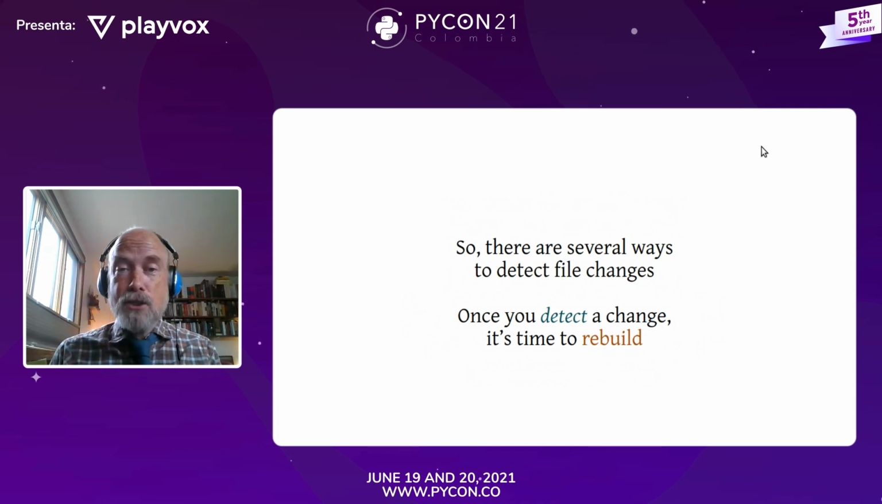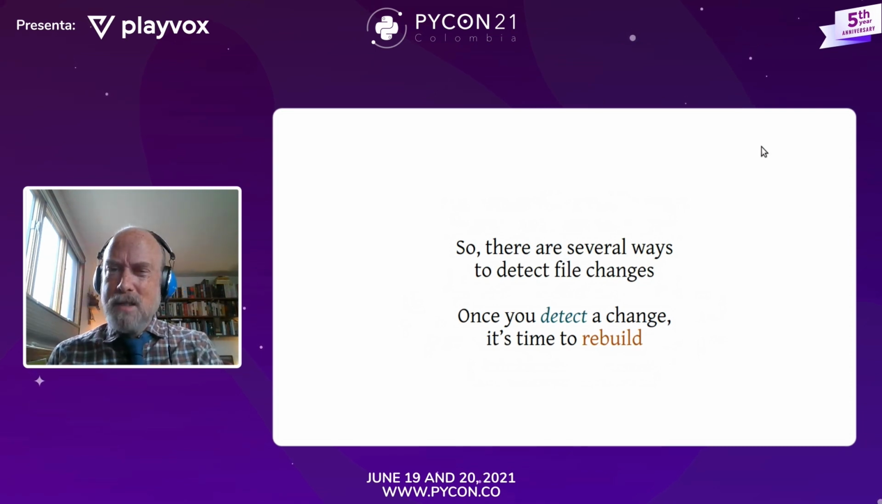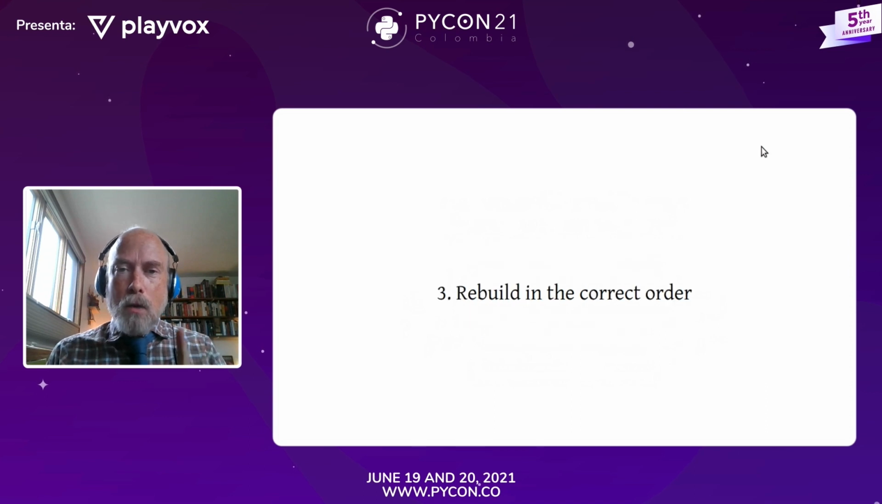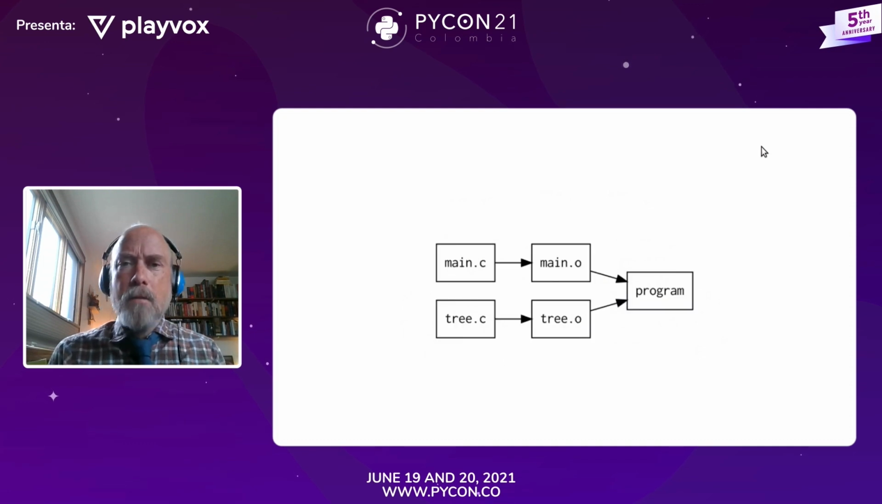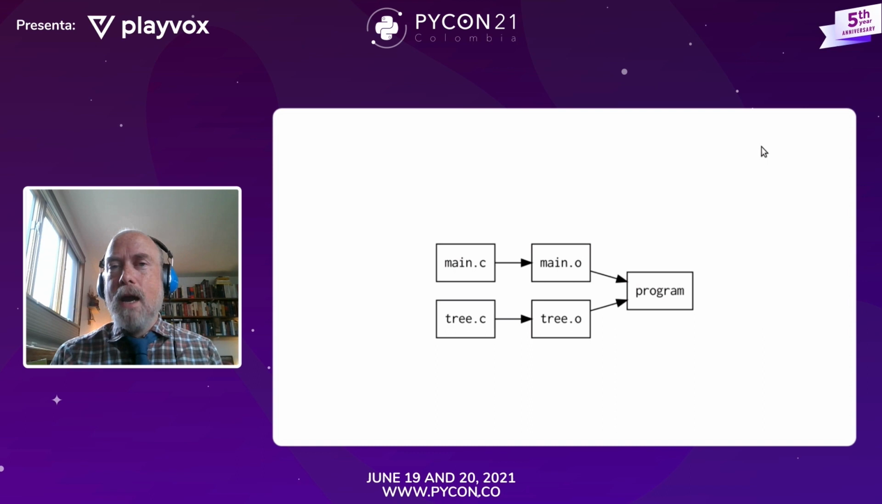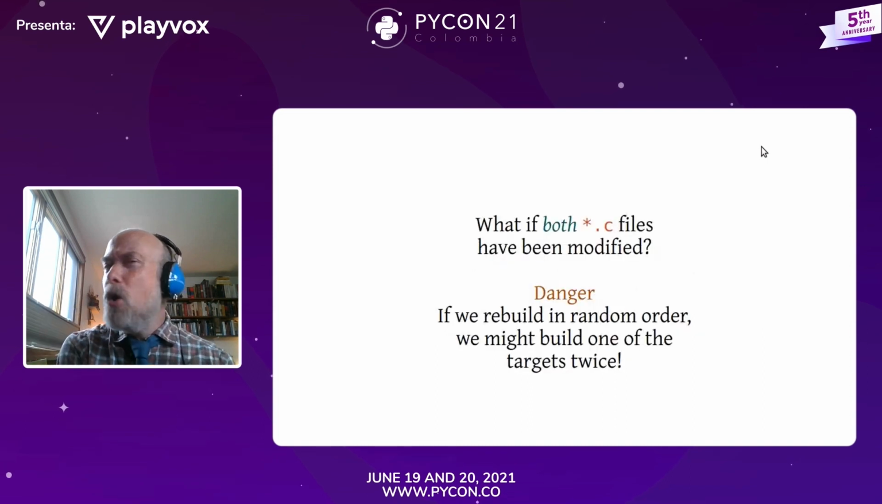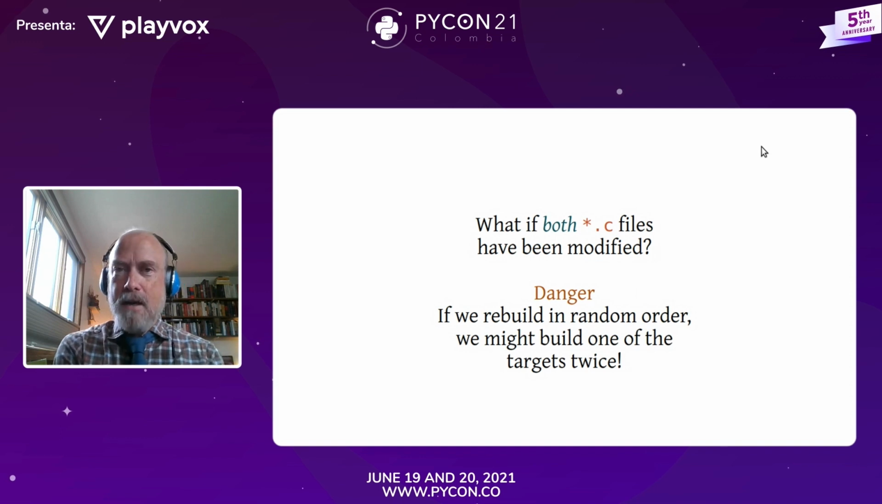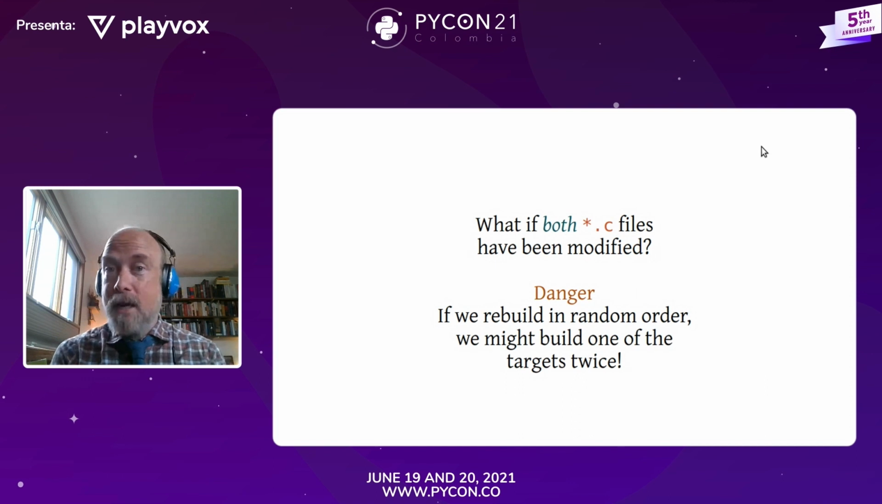Once you detect a change, it's time to rebuild. This is a little tricky. You need to rebuild in your build system in the correct order. Why? Well, consider a very small C program made of two input files. What if both .c files have been modified? What if they've both been edited since the last time the programmer typed make?